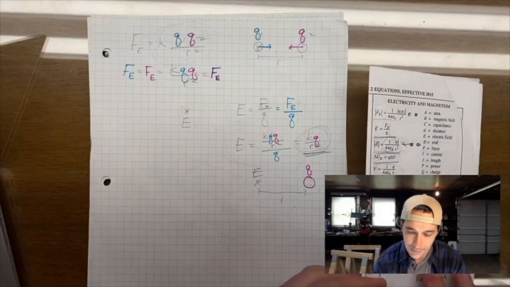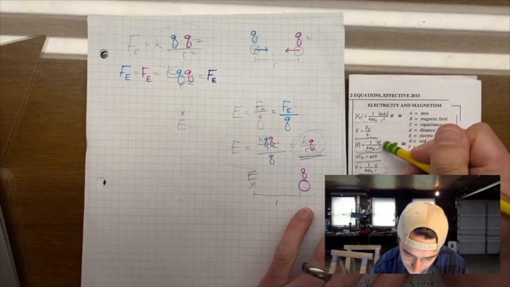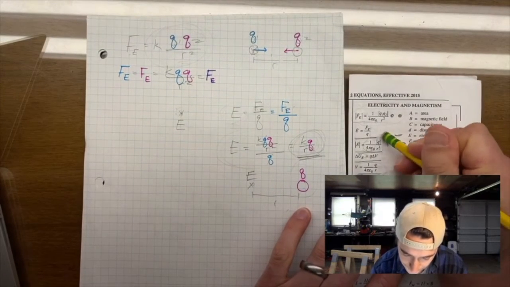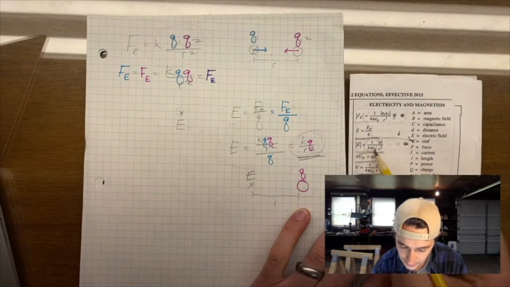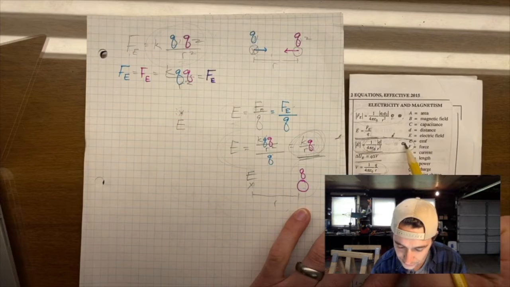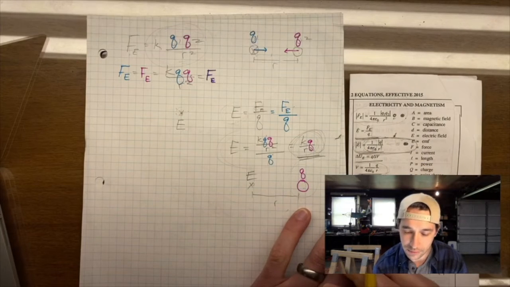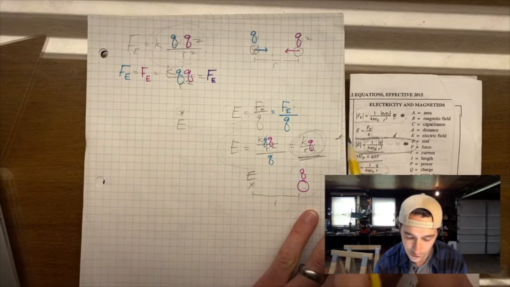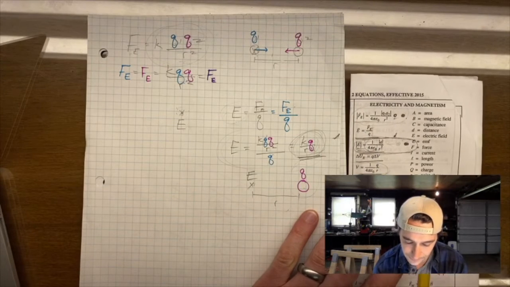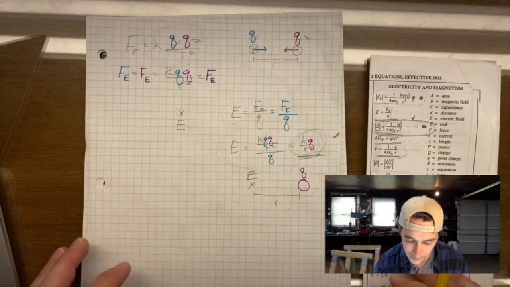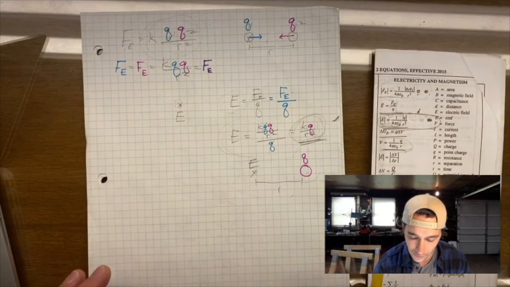So let me erase a little bit from this. I'm going to say this is for two point charges. This equation right here is for a single point charge. And your Q is the Q that's creating the electric field. Okay, let's go a little bit farther. Let's keep going with this.